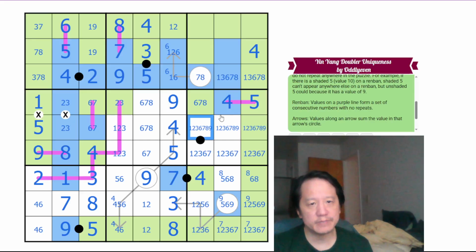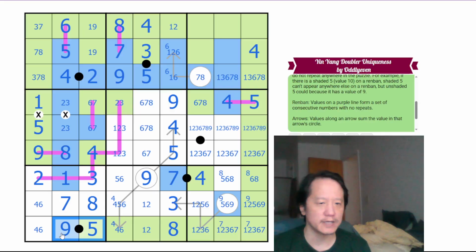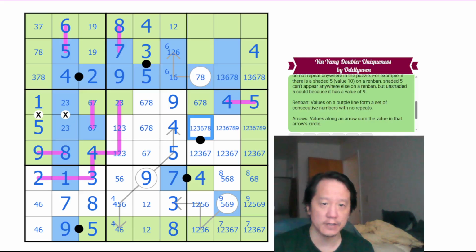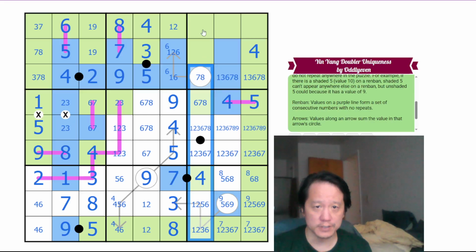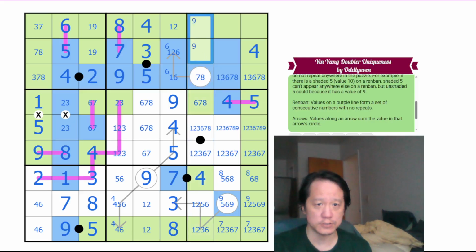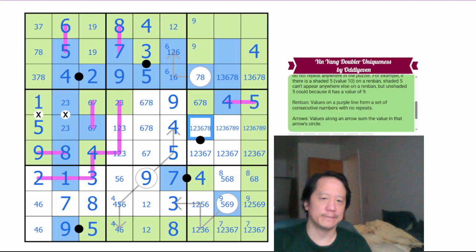9 anytime it's the high digit of a 1 to 2. It's 9 anytime it's next to a black dot, it has to be the high digit. So this can't be 9 here. Which means in column 7, where is the 9? It has to be one of these 2 digits here. Interesting.